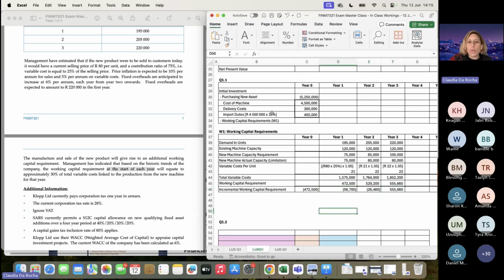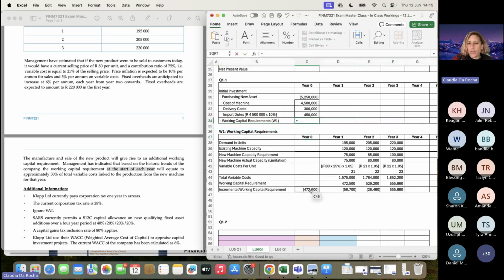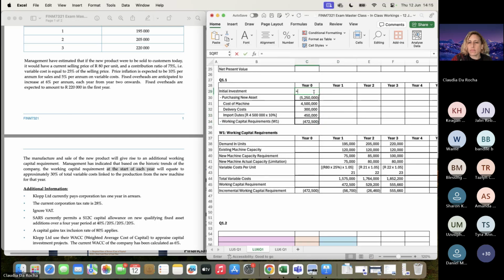Okay, so then to answer our initial investment question, because that is part 1, I literally just include this value, which is the investment in year 1, which then gives me a total investment of 5,772,500. Okay, so I'm going to pause there to see if there are any questions.